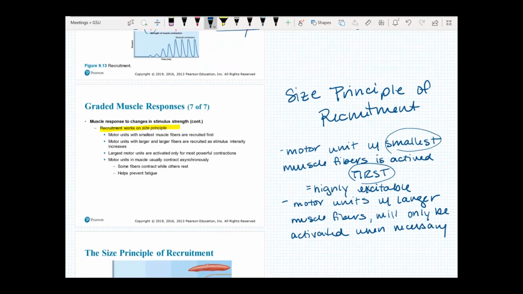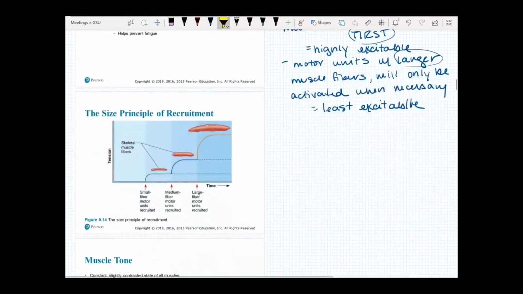Whereas our motor units that are larger, they will be done later. These are not excitable. So for these, they are the least excitable. It takes a lot to get a large muscle motor unit working. So these premises right here are very, very important. So you'll notice here's one little piece of communication. We get a small muscle, a medium muscle, a whole lot more muscles. We can actually increase our tension from here to here. Okay, so that's that whole premise.